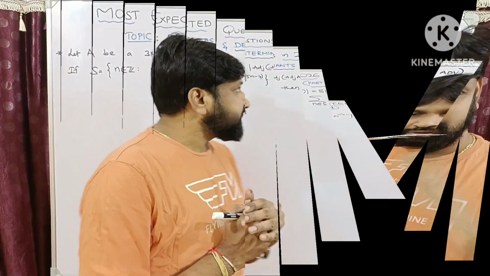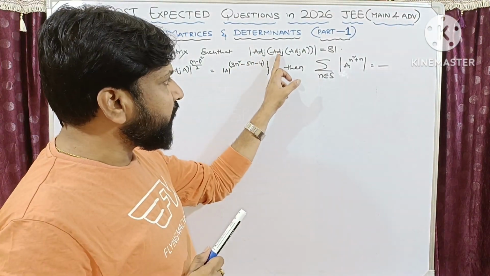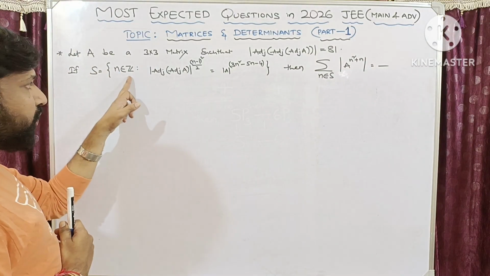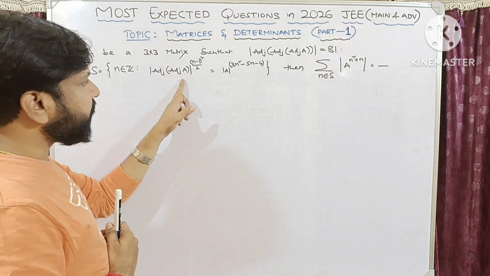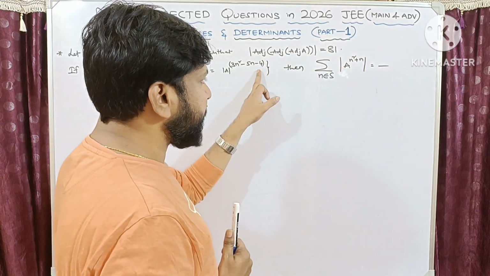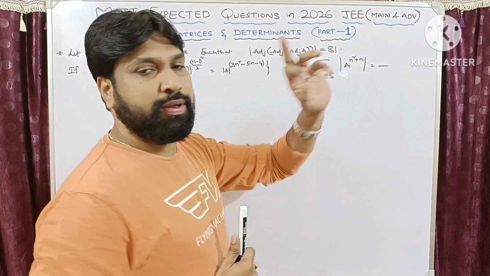Can we solve some now? This is the question, friends. Let A be a 3 by 3 matrix such that determinant of adjoint A is equal to 81. If S is equal to the set of all n belonging to the set of all integers Z, determinant of adjoint A whole power n minus 1 whole square by 2 is equal to det A power 3n square minus 5n minus 4, then sigma n belongs to S, determinant of A power n square plus 1 equals dash.